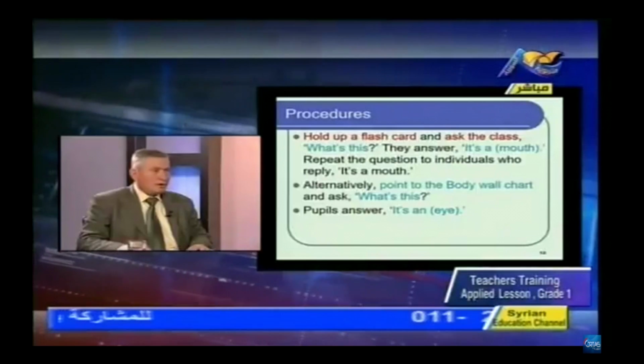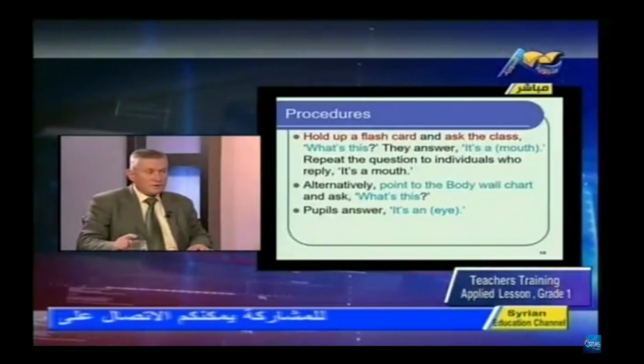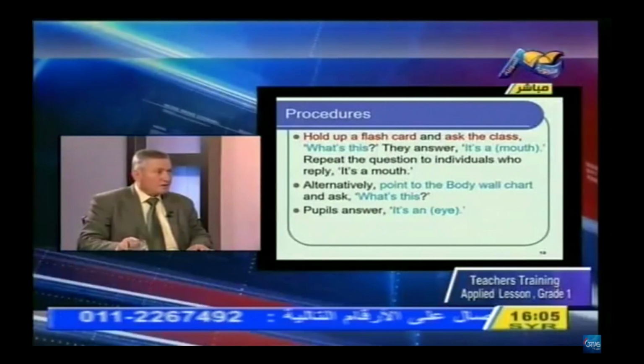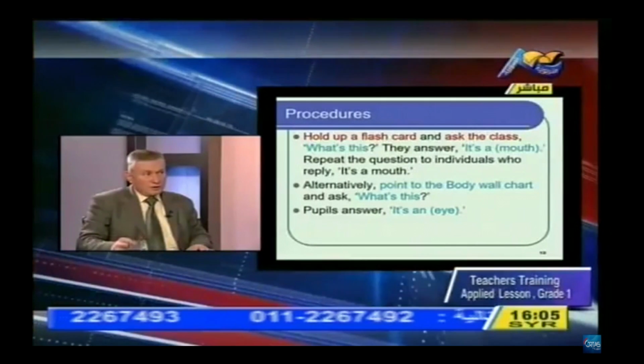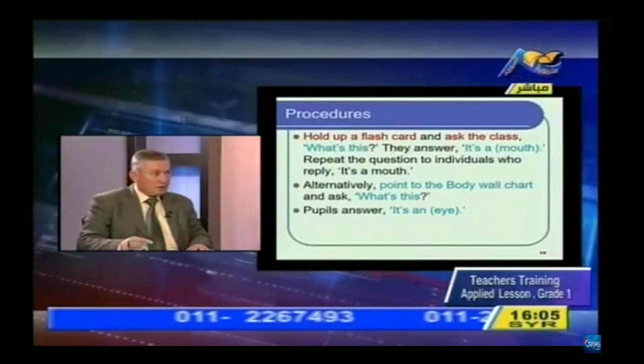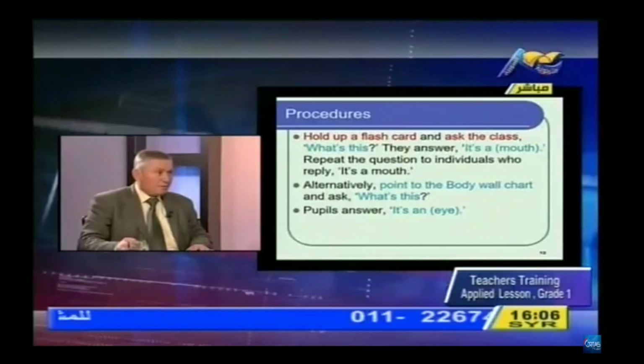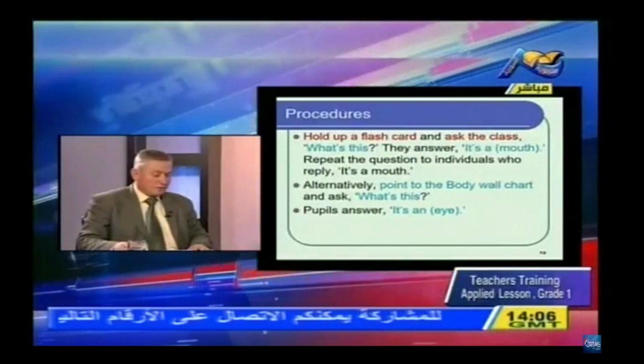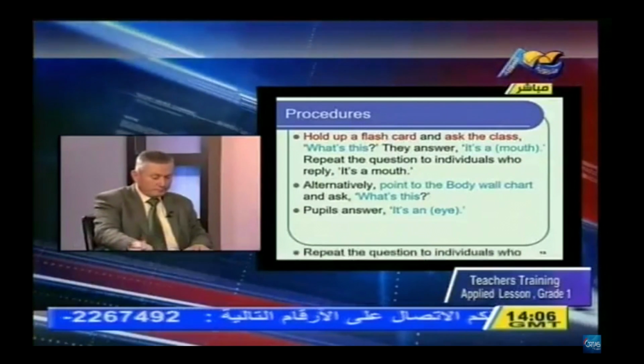So after repeating the answer as choral, he can choose individual pupils, ask them the same question, what color is that? What is this? And if he responds or she responds, it's okay. If they don't respond, he can give them the answer until everybody in the classroom knows the parts of the body. Okay. Next one, please.